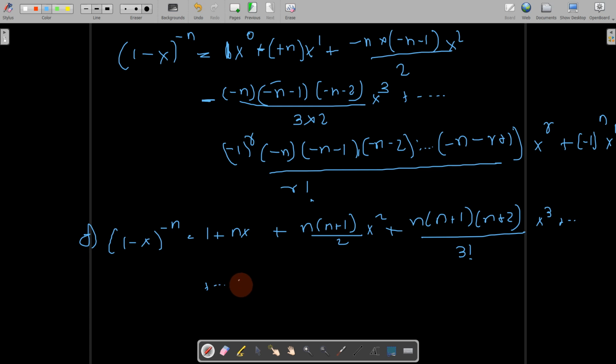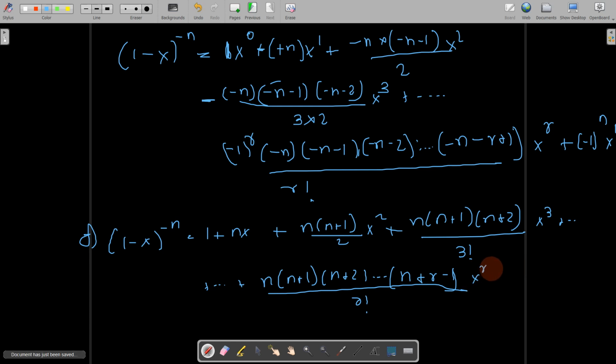The rth term would become, here we have minus 1 power r, and how many terms are being multiplied over here? It was n choose r, so r terms, so this becomes minus 1 power 2r. Minus 1 power 2r, right? So this becomes a plus 1. So I am removing it. So it becomes n into n plus 1 into n plus 2 so on into n plus r minus 1 by r factorial x power r.